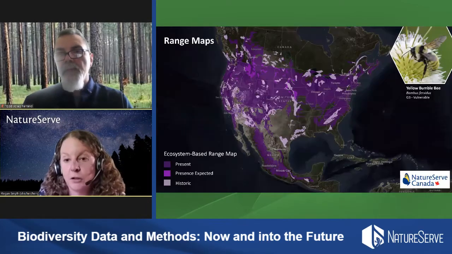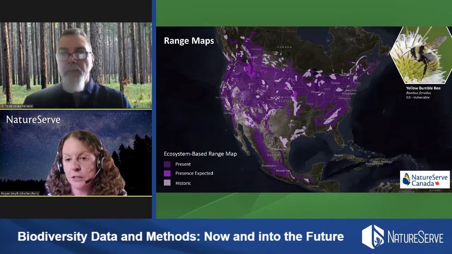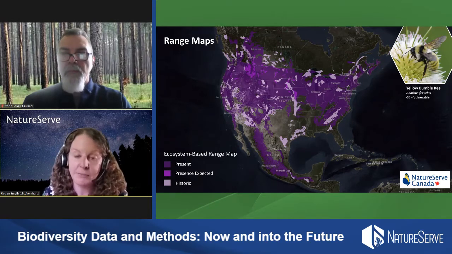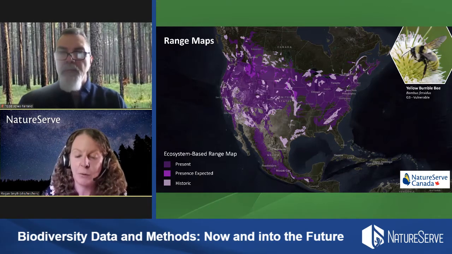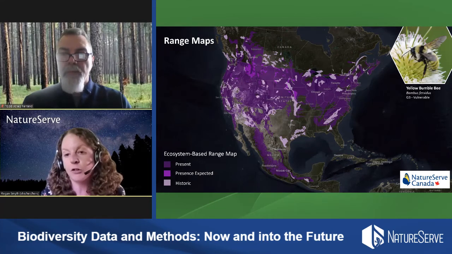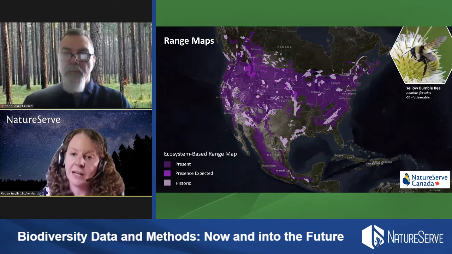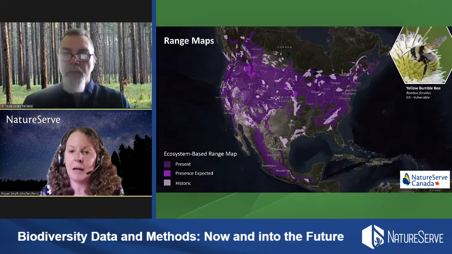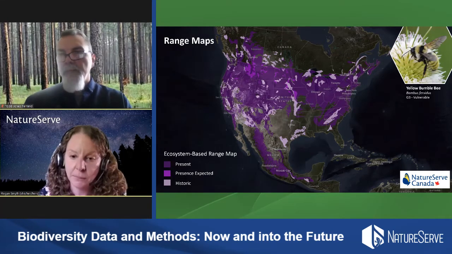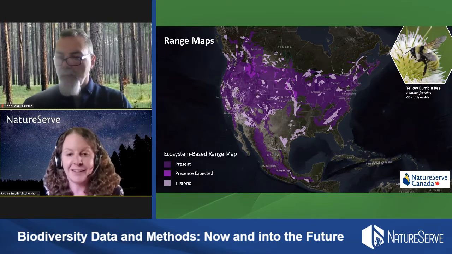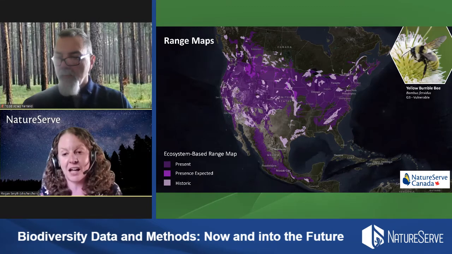This is one way we're doing that. The example on the screen now is using range maps. This is from NatureServe Canada, who has this great ecosystem-based range mapping program. There's a presentation on it on Wednesday, but it's how they're approaching filling in the blank places, using documented occurrence data, using expertise. They're mapping out not just where species have been observed, but where they're likely to occur. This is fantastic. It's a really neat project, but it also has limitations.